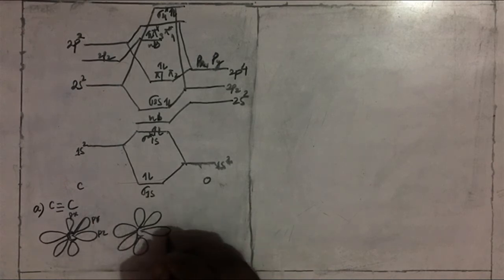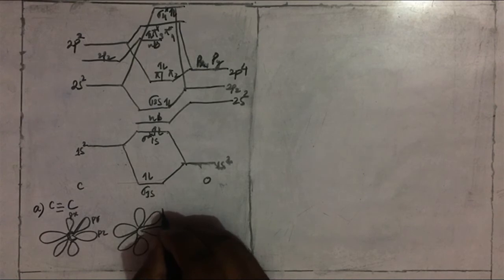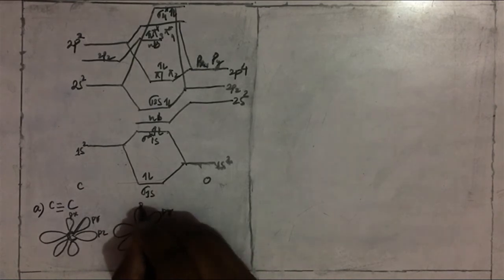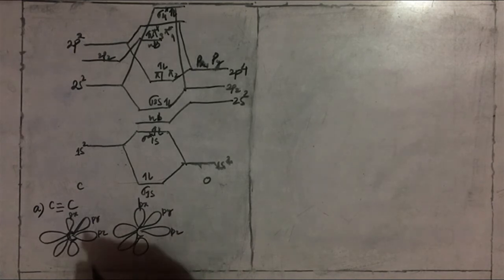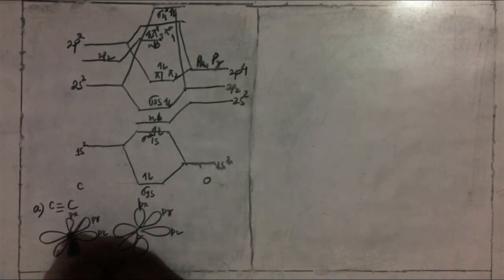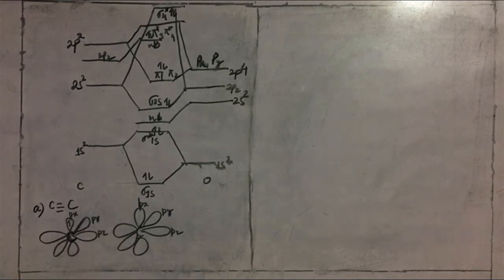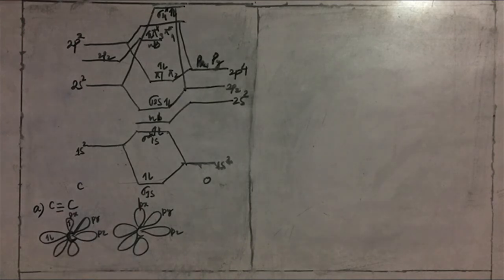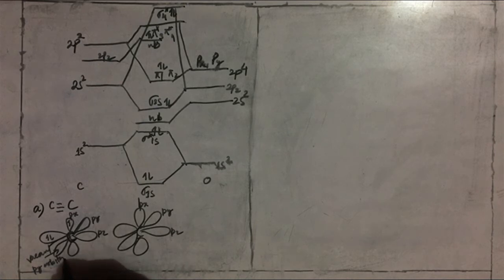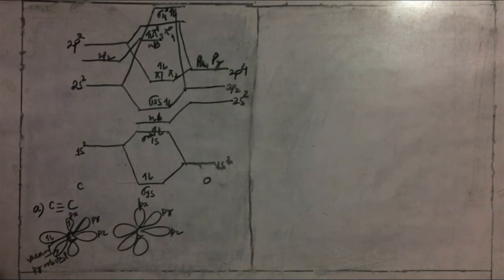Like this. So here is pz, this is py, this is px. So how do they overlap? They overlap because carbon has valence electron 4, so one electron goes like this and two electrons go like this. Okay, and here is the vacant py orbital, vacant py orbitals.